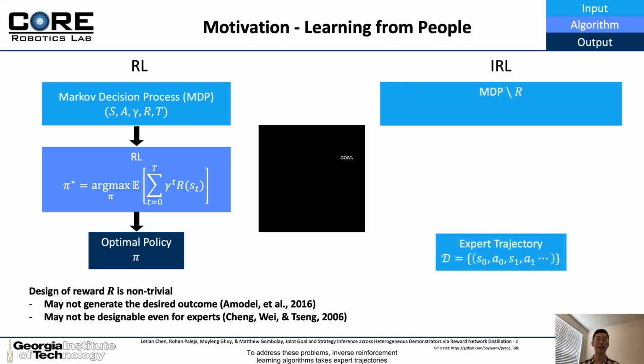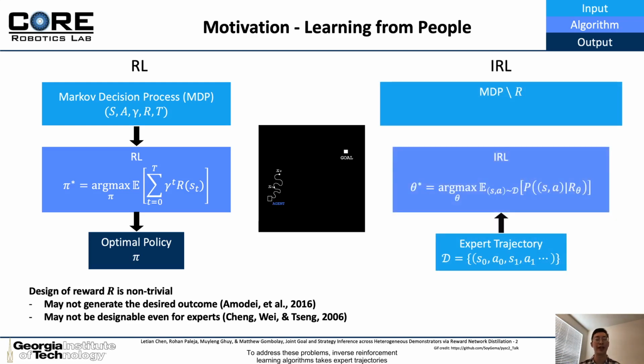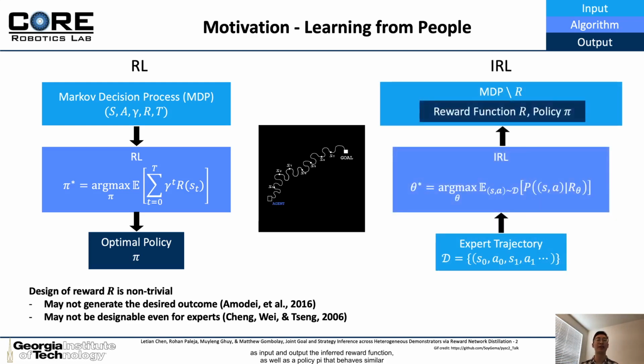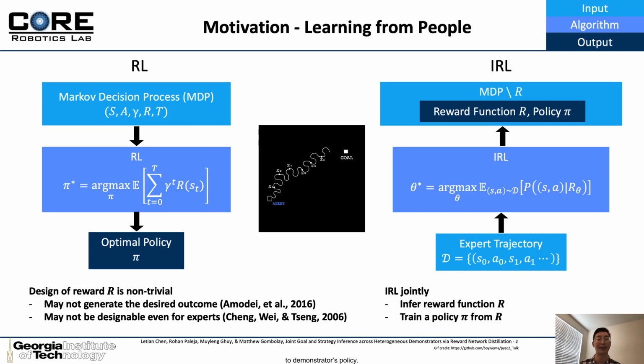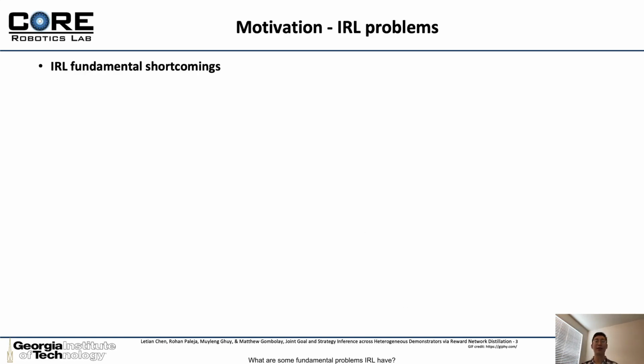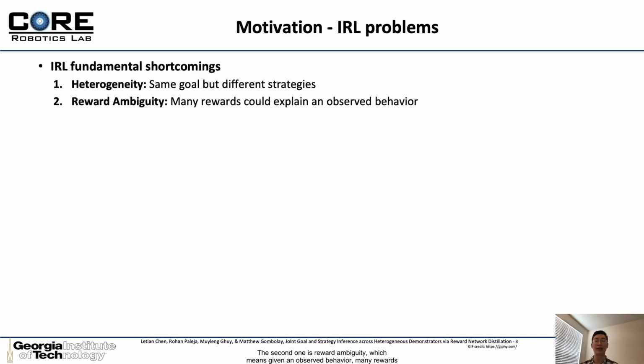To address these problems, inverse reinforcement learning takes expert trajectories as input and outputs the inferred reward function, as well as a policy pi that behaves similar to the demonstrators' policy. So what are some fundamental problems IRL has? The first one is heterogeneity, which means different demonstrators achieve the same goal but take different strategies. This will jeopardize typical imitation learning or inverse reinforcement learning methods, as they will receive different labeling signals. The second one is reward ambiguity, which means given an observed behavior, many reward functions could actually explain it.